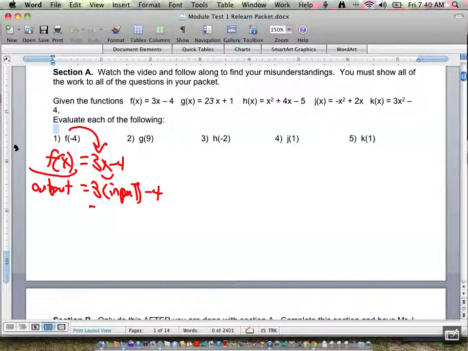We're going to plug it in. So that gives me 3 times negative 4 minus 4. 3 times negative 4 is equal to negative 12. And negative 12 and negative 4 altogether is negative 16. So once again, the key point that we're trying to emphasize here is input and output.